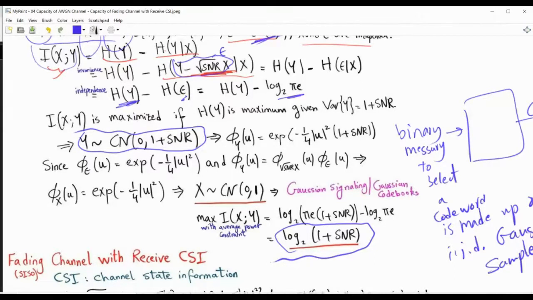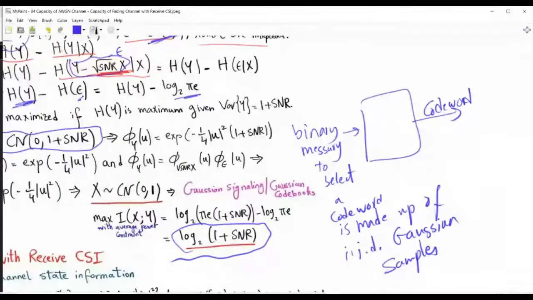Of course, in practice, we do not do so. In practice, the code words are also made of bits, and then we use things like QAM or other constellations, and then we perhaps use OFDM, which involves the Fourier transform. But in theory, we use Gaussian code books composed of code words. The code words are not binary; they are composed of Gaussian samples.